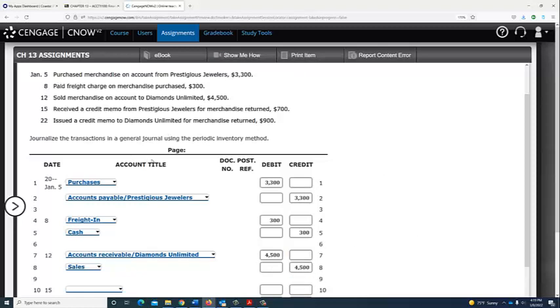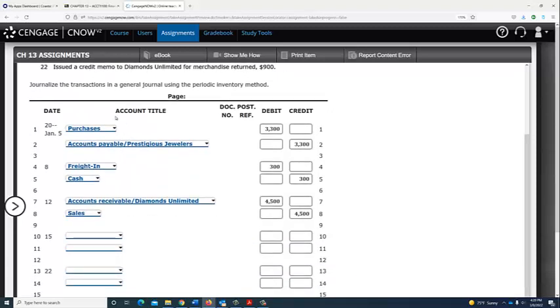And then on the 15th, it says, received a credit memo from Prestigious Jewelers for merchandise returned. Okay, so that means that we have returned the purchase on January 5th, or a part of that purchase. So we are making a return. So that's related to the January 5th purchase. So we can just flip this entry upside down, debit accounts payable, and make sure you credit the purchase returns and allowances. And that was for $700.